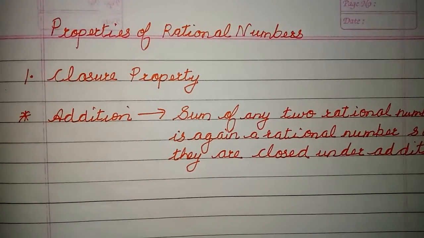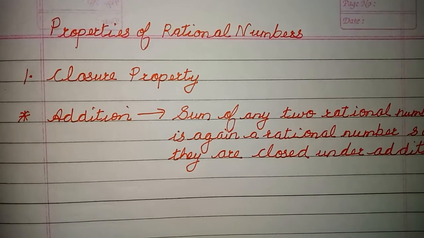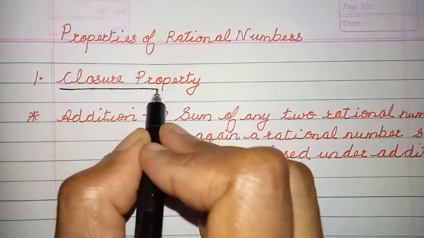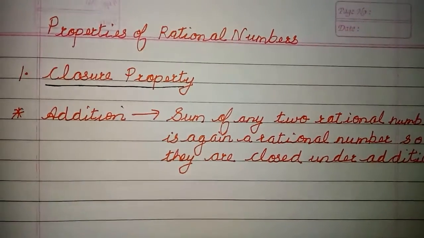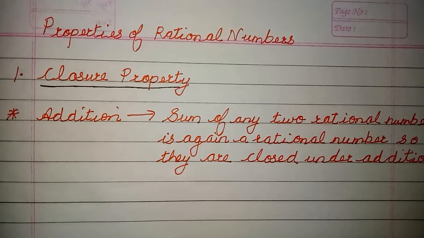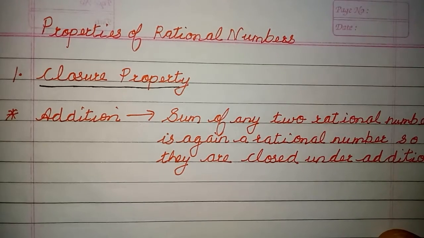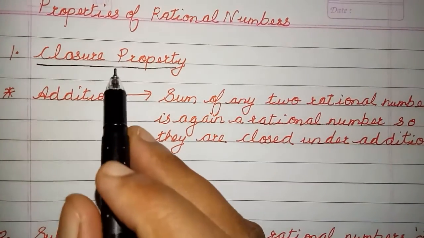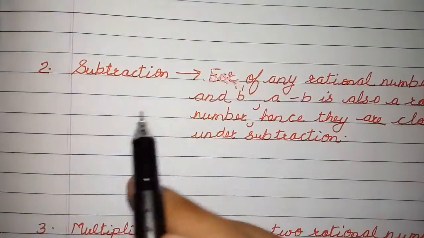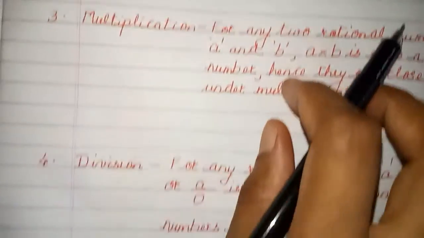Along with this, children, we are going to study properties of rational numbers. Inside that, we are going to study the first property, which is called the closure property. Do you know, children, what is a rational number? A rational number is of the type p by q, where the denominator is not 0. So this closure property we are going to study for 4 operations: addition, subtraction, multiplication and division.